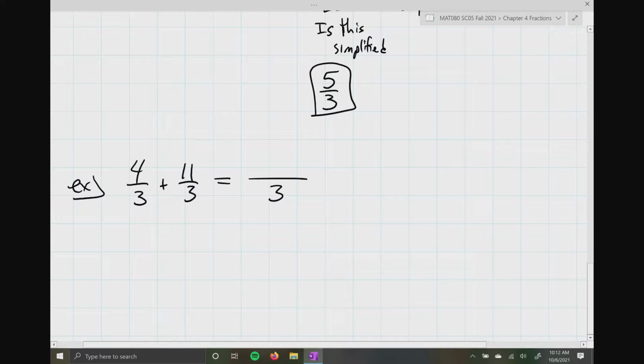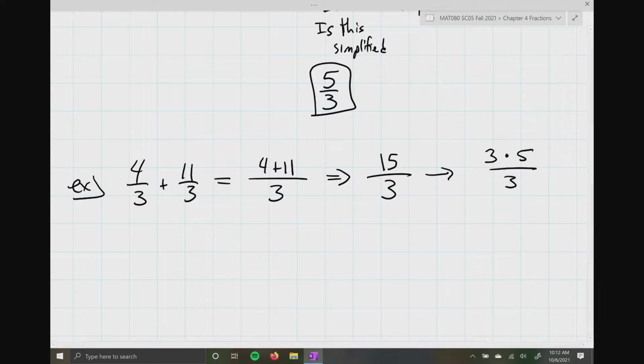So I write one denominator, and then I'm going to write 4 plus 11 in the numerator. Now, I'm just going to add the numerators together. 4 plus 11 is 15. Okay? Now I stop right here and I ask myself, is this reduced? The easiest part, write out the prime factorization. 15 is 3 times 5. In my denominator, the number 3 is prime.